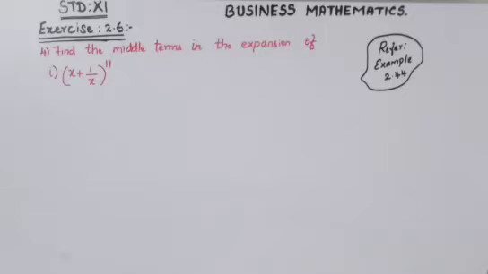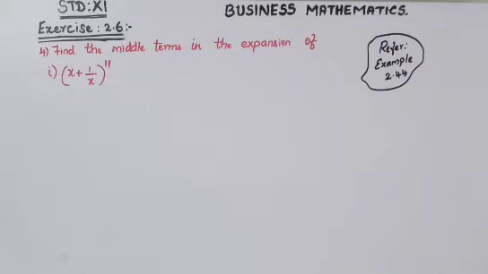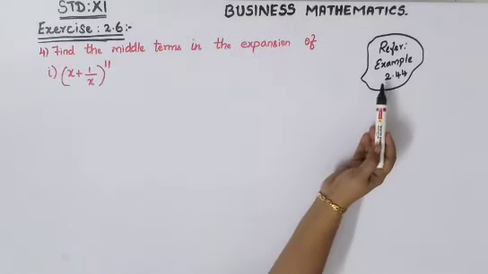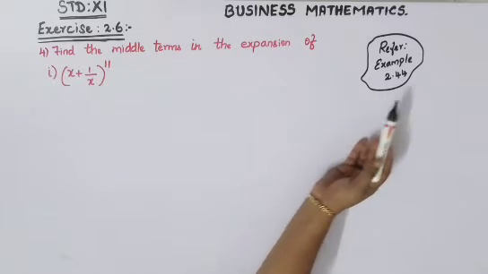Standard 11th Business Mathematics, Exercise 2.6, fourth question: find the middle terms in the expansion of (x + 1/x)^11. You can refer to your Example 2.44. The same model will be there.